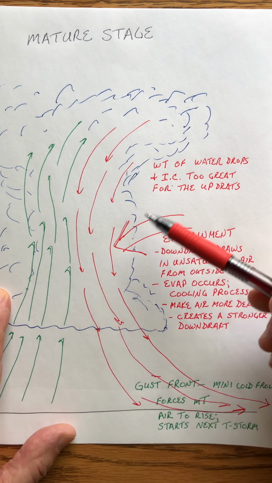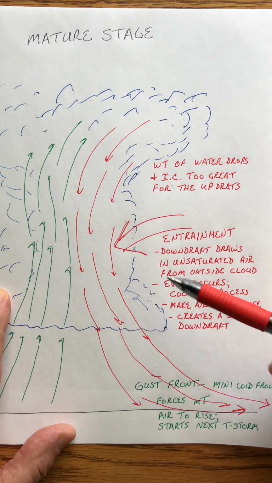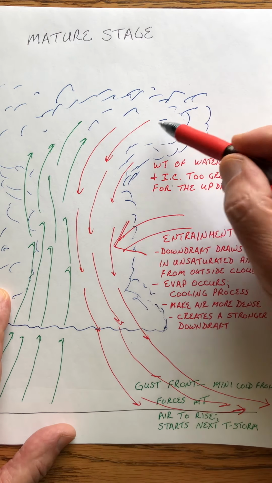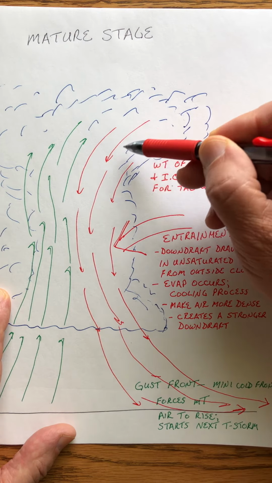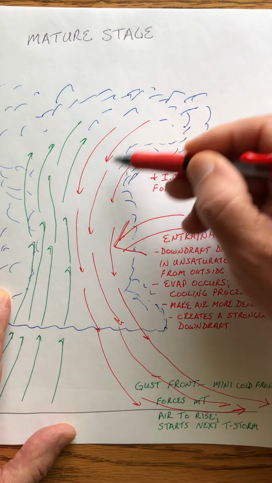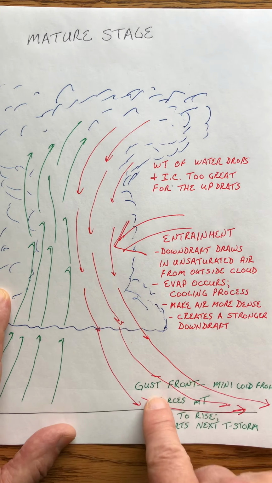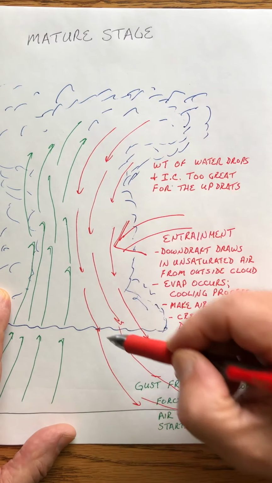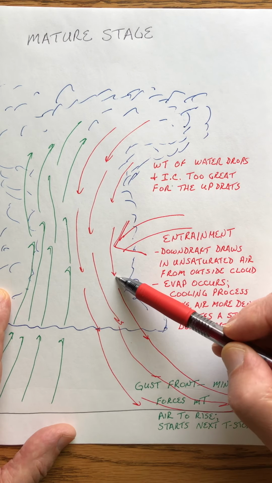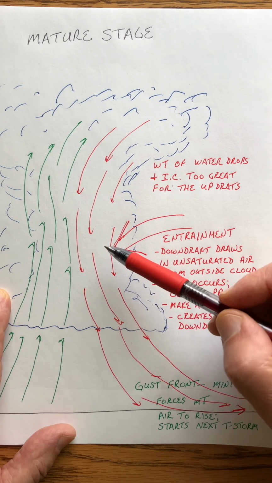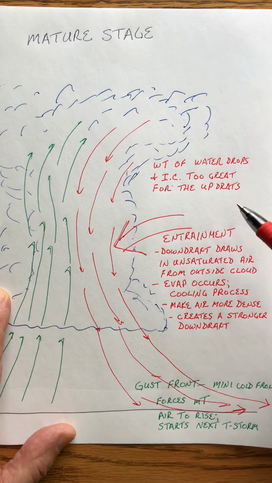And the weight of all of those water droplets and ice crystals eventually becomes too great for the updrafts. Then the water droplets and ice crystals will start falling through the cloud, dragging the air with them and pushing the air that's below out ahead, and you create a downdraft. Okay, so now we've got updrafts and downdrafts coexisting within the cumulonimbus cloud during the mature stage of the thunderstorm.